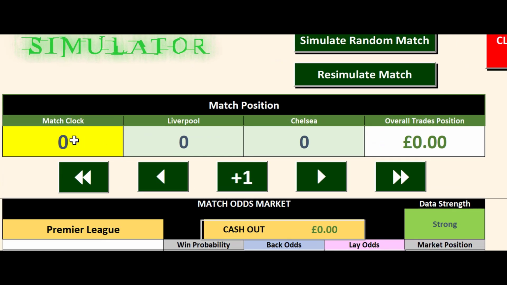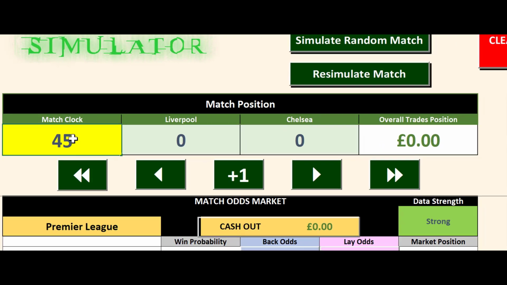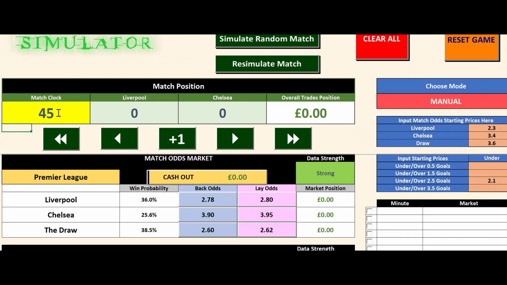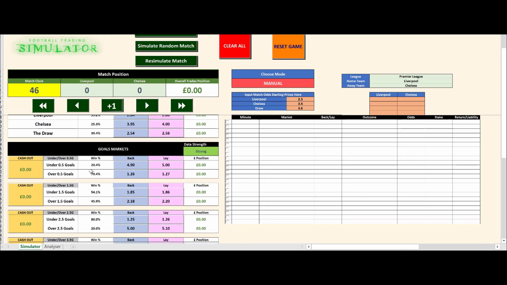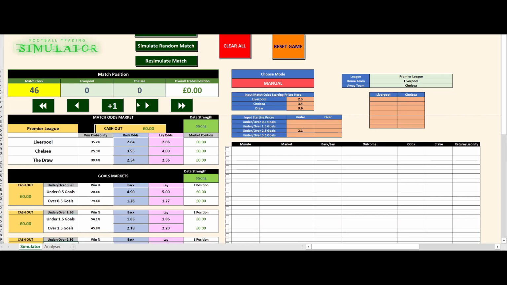You can see Liverpool are favourites, but if it's 45 minutes in, if it's half time, Liverpool would drift out to 2.78, Chelsea would be out to 3.9, the draw would be into 2.62, and then you could just use these buttons to move it along, and you kind of see the markets would move along with it. Similarly with the under 0.5 goals, under 1.5 goals, under 2.5 goals, okay, they're all moving as well. As you can see, under 2.5 goals would be into 1.25 if it is 0-0 at half time, and we can move this forward 10 minutes.